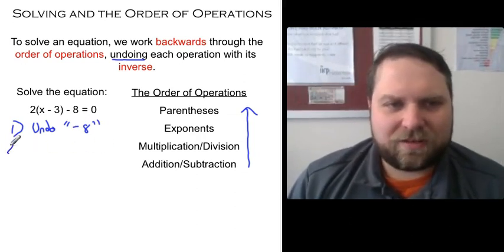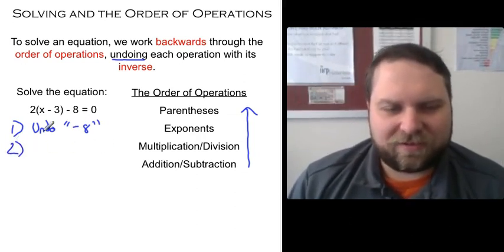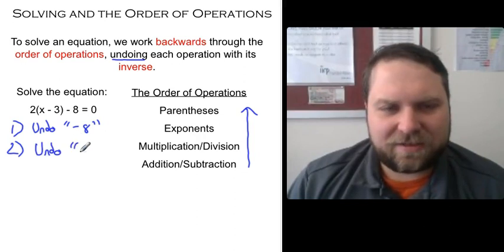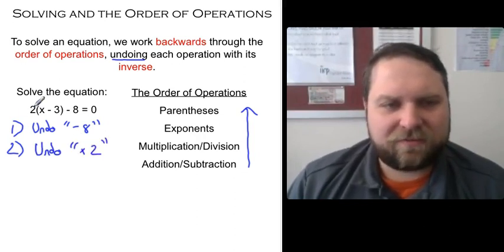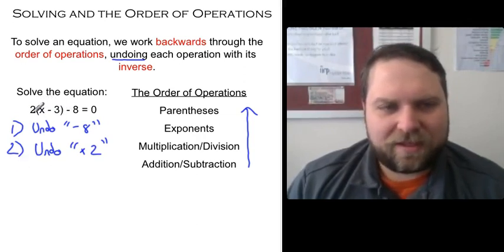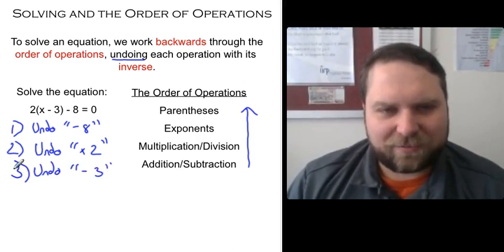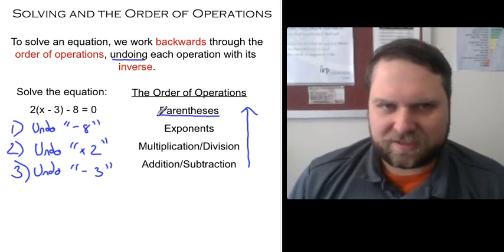Then we would look to undo any multiplying or dividing. So next we would undo multiplying by 2. This 2 out front is being multiplied by that whole quantity right there, and so I would undo multiplying by 2 by dividing by 2. And then after that, I would undo the subtracting by 3. It comes last simply because it was in parentheses.